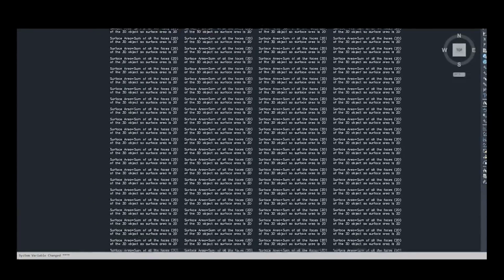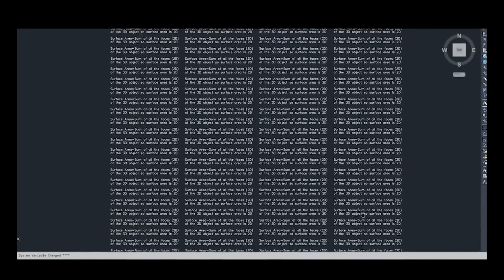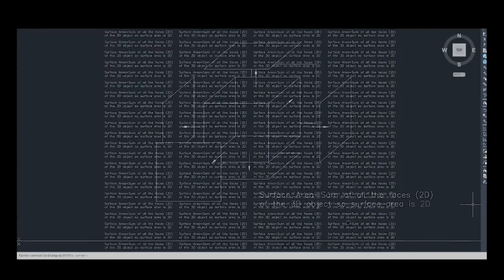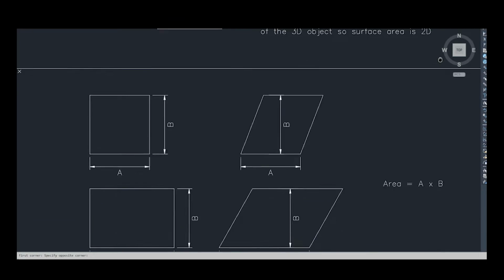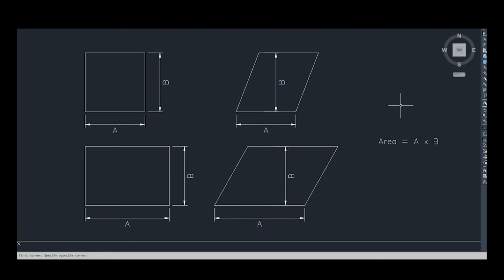The surface area is 2D. Okay, I think we're starting to get it in my head now. Yes, I do have an understanding of area. And I'll go a little bit into how we do area in civil engineering.